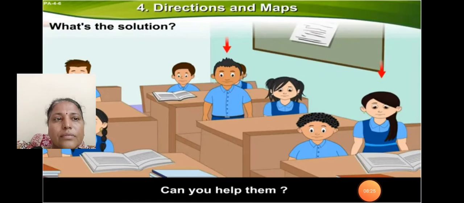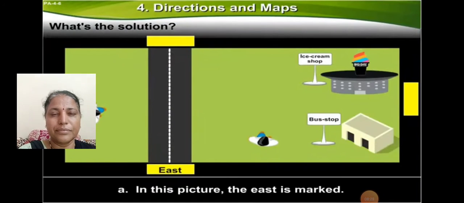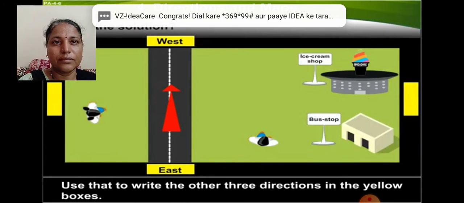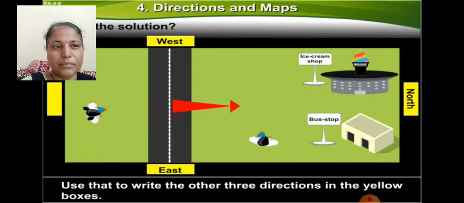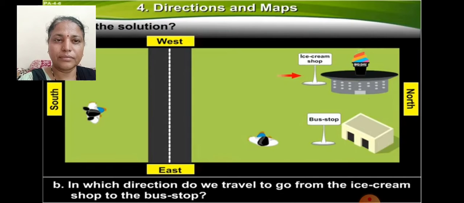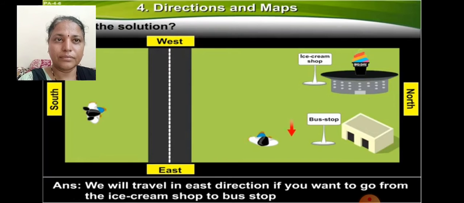Help them. A. In this picture, the east is marked. Use that to write the other directions in the yellow boxes. Now, on the opposite of east, we will have west. On the right hand side, we will have north, while on the left hand side of the east is south. B. In which direction do we travel to go from the ice cream shop to the bus stop? Well, we will travel in the east direction if we want to go from the ice cream shop to the bus stop.